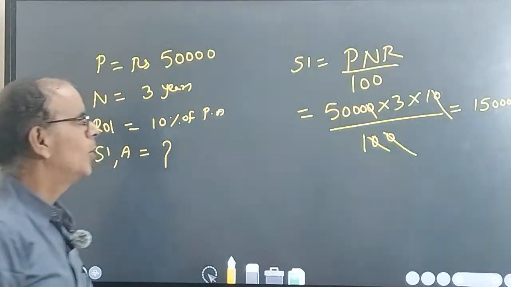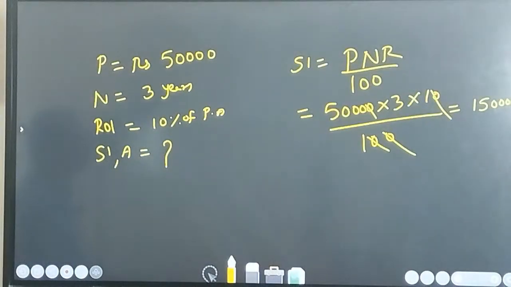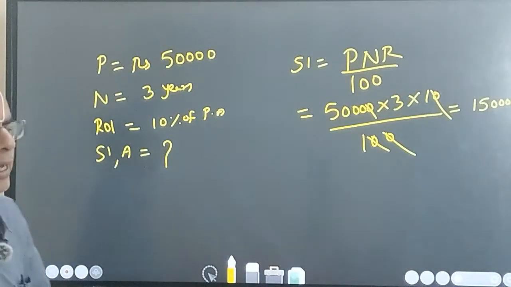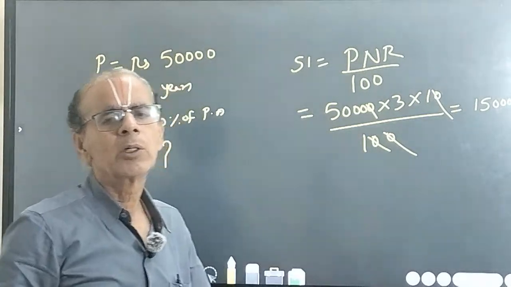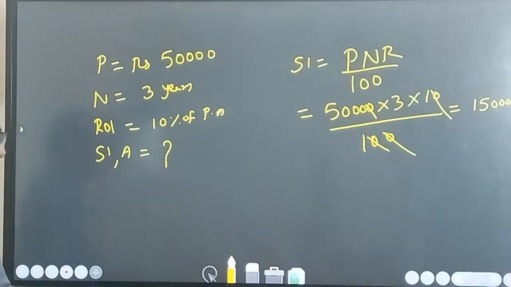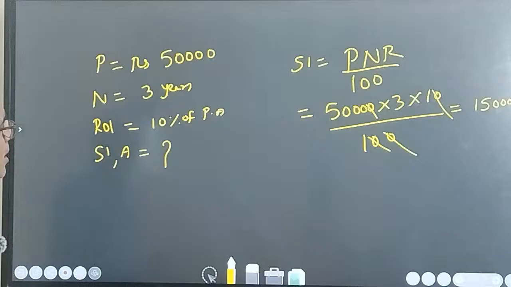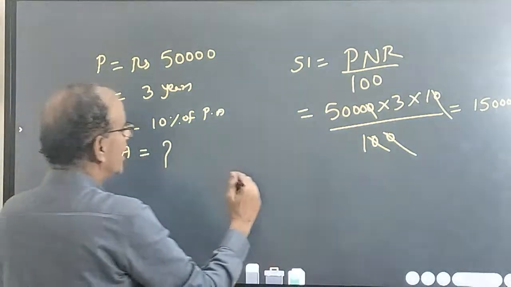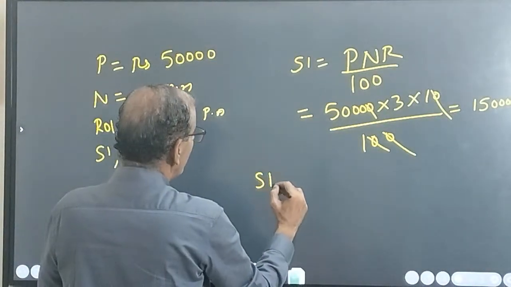So what is the amount repayable? Borrowed amount was 50,000. Interest accrued is 15,000, total amount is 65,000. This is a very lengthy method. How can I calculate simple interest easily?